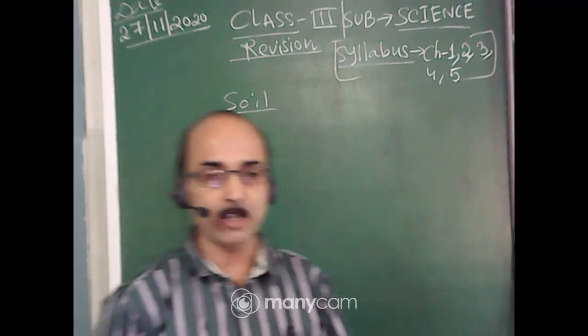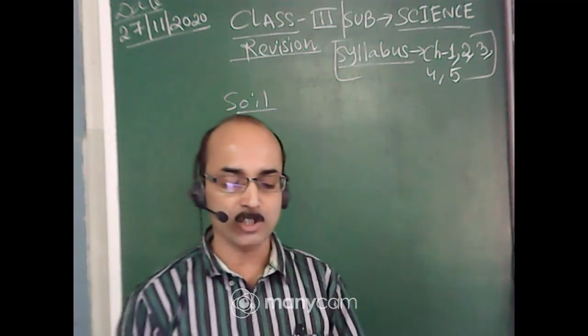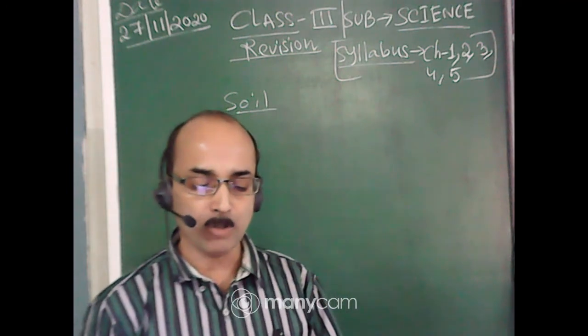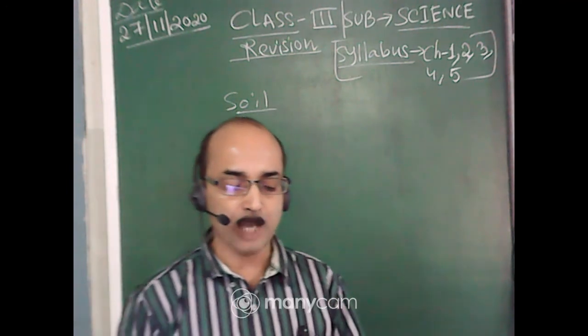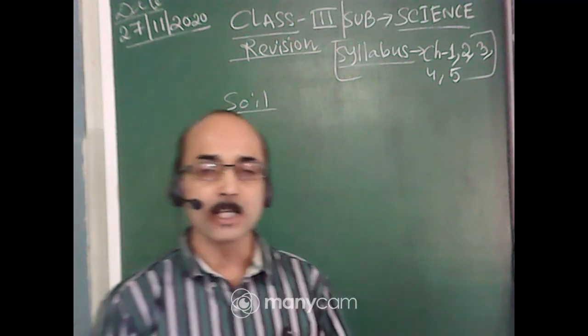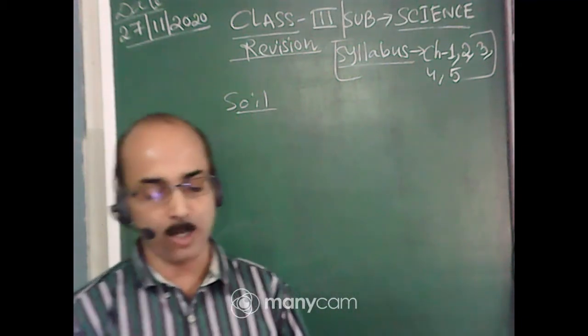What are the different types of soil? You know, soils differ in color, particle size and amount of air and water. There are three types of soil. What are the three types? Sandy soil, clay soil and loamy soil.